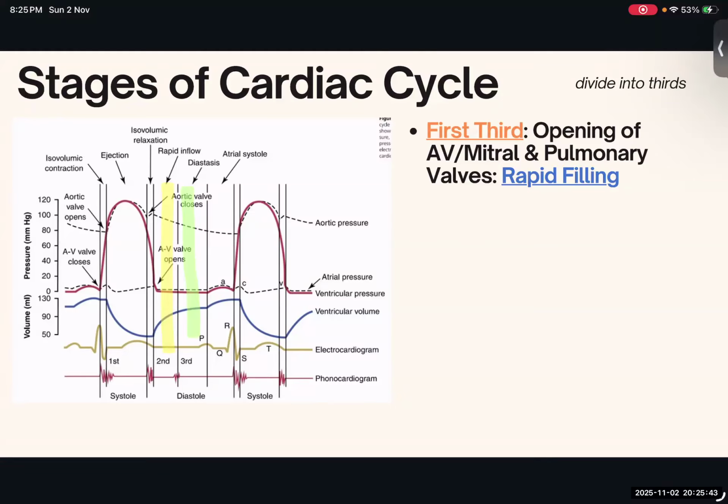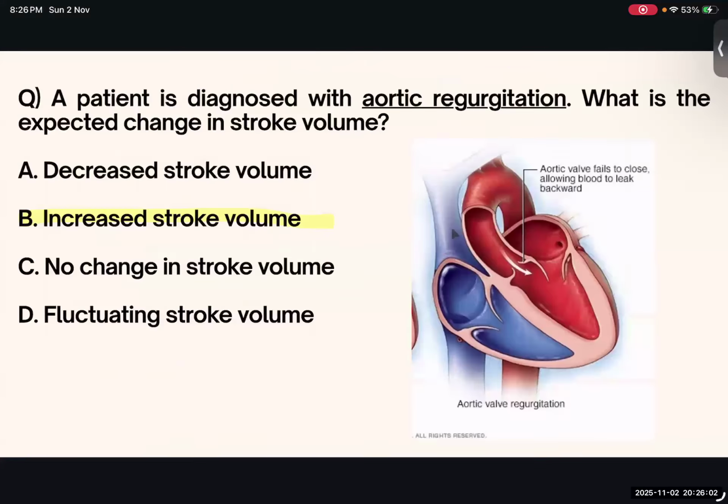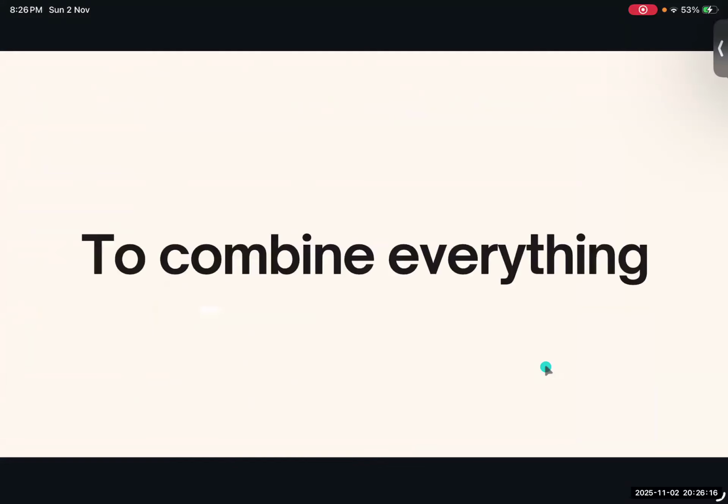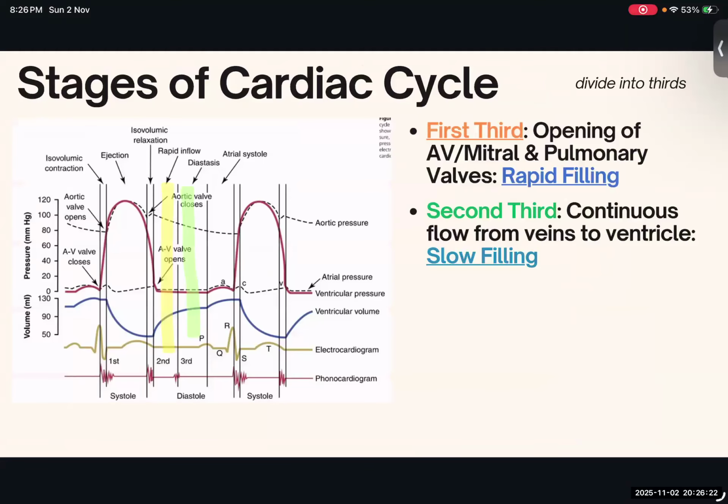The second third, this in green, is the continuous filling, okay? The slow filling. Why do we call it slow filling? Because we still have not contracted the ventricles, okay? The pressure is low, and that keeps the AV valves open, okay? The mitral and tricuspid valves. So blood is slowly going to move directly from the veins, through the atria, into the ventricle, okay? The mitral valve remains open because this is not contracting, okay? So that is the slow filling stage, the second third, okay?